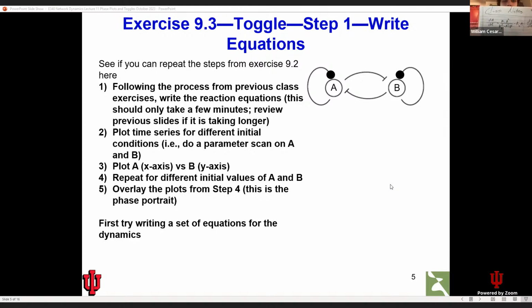dA by dt is k1, we've got A to the h over big capital K to the h plus A to the h plus B to the h, minus k A. That looks perfect. And then the B one's similar, exactly the same, except A and B are swapped. Yeah, that's perfect.